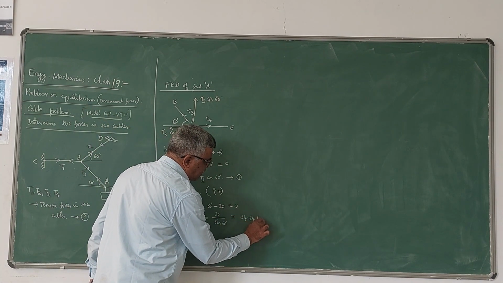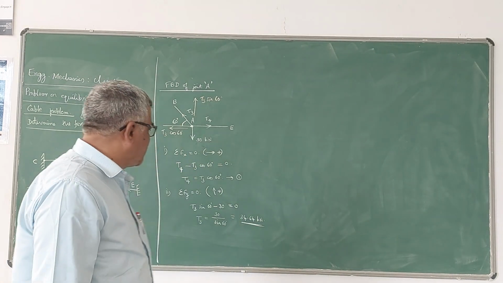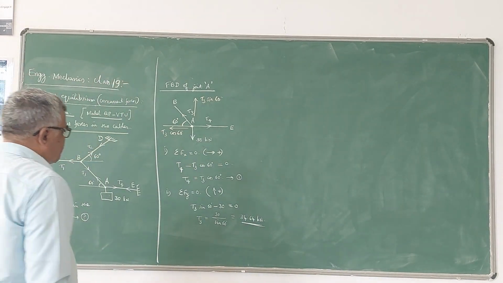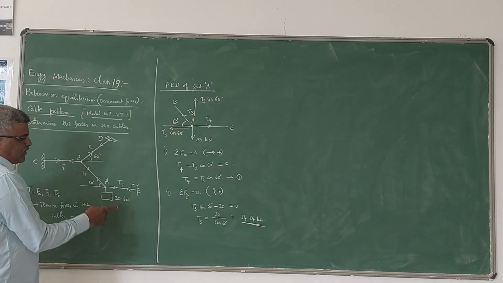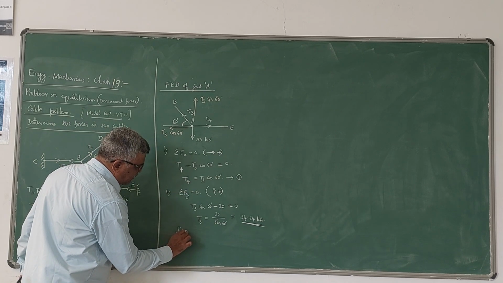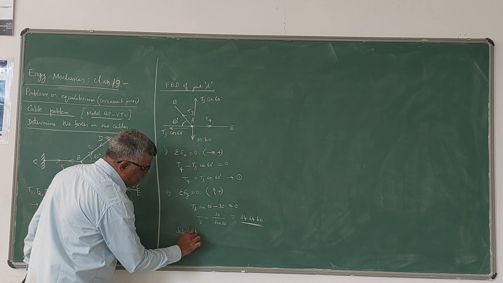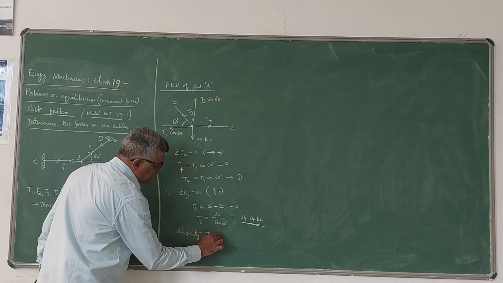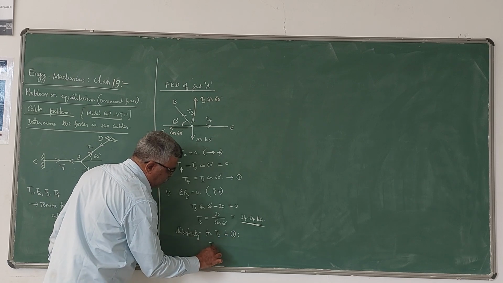34.64 kilonewton, because the weight is in kilonewton, so tension is also in kilonewtons. This is the tension force acting in the cable AB, that is the T3 value. Once you get the T3 value, substitute it for T3 in equation 1, and you can simplify for T4.